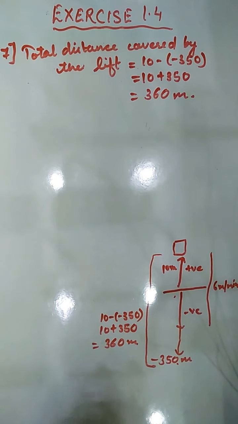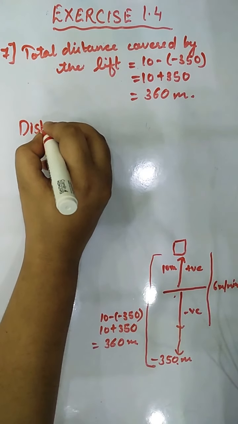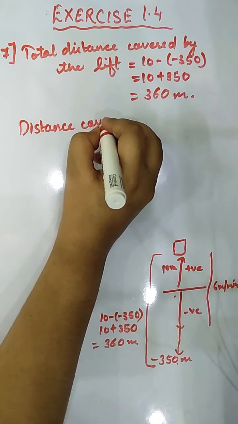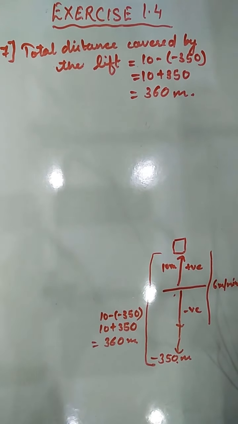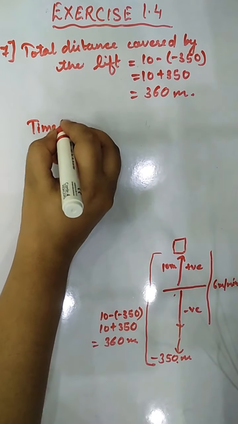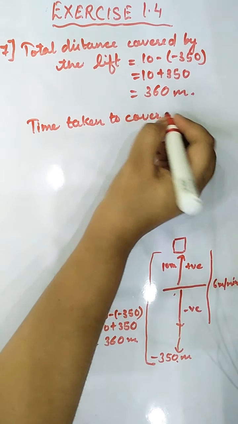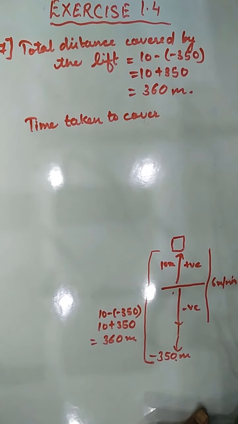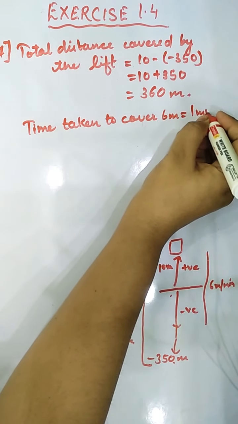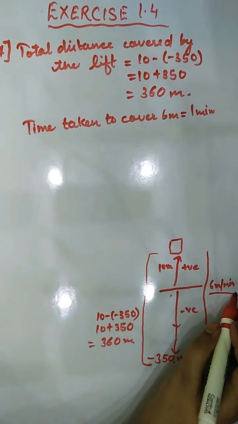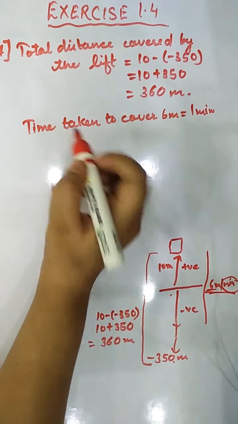Now the speed was 6 meter per minute. It means distance covered in 1 minute is how much given? Or instead of distance you have to write time, because you have to find the time. That is why I am writing in terms of time. Time taken to cover 6 meter is how much? 1 minute, because it was given that 6 meter per minute. So in 1 minute it is covering 6 meter. Time taken to cover 6 meter is 1 minute.